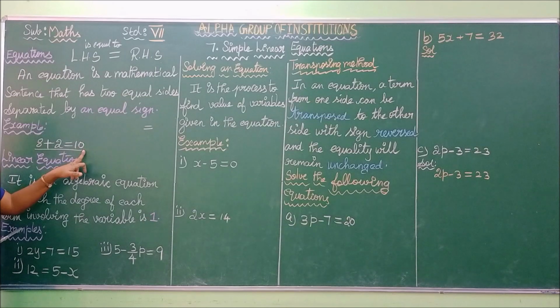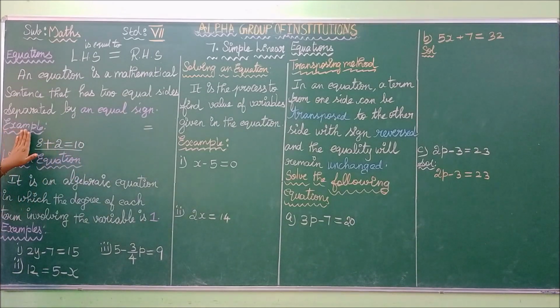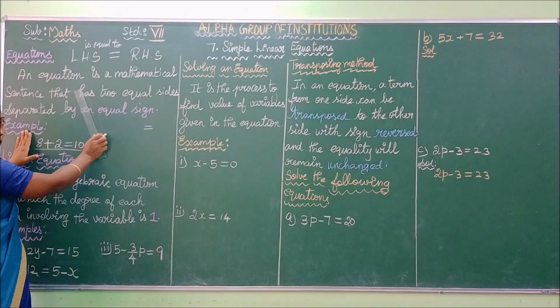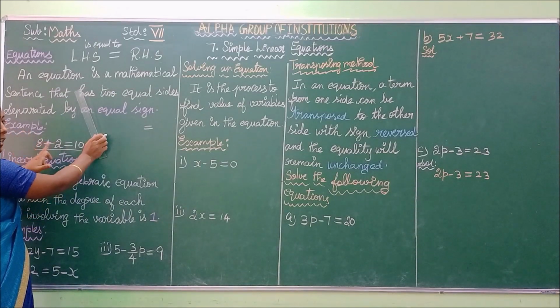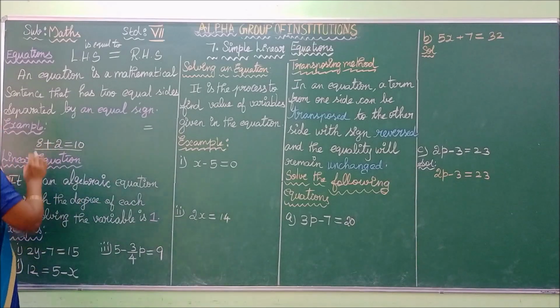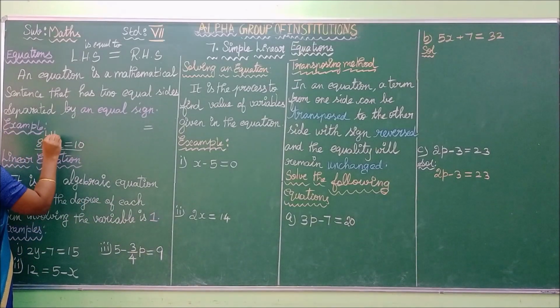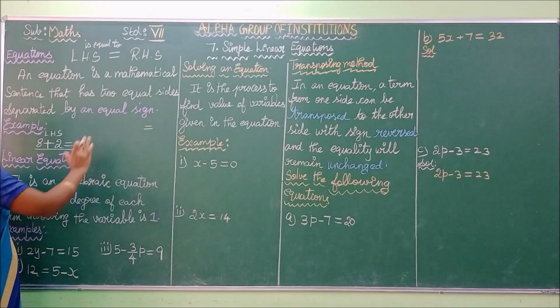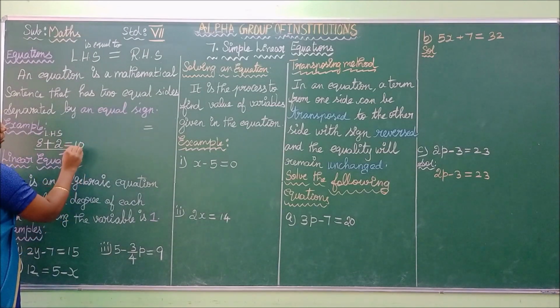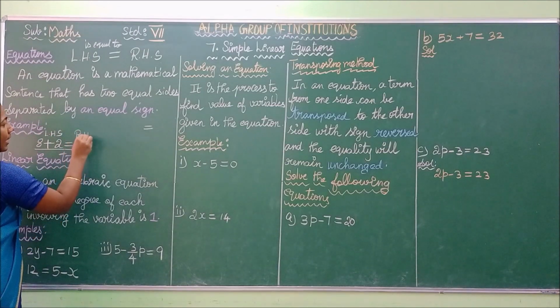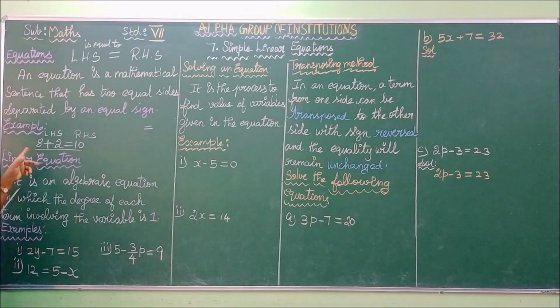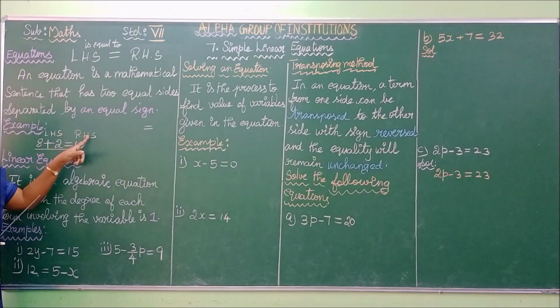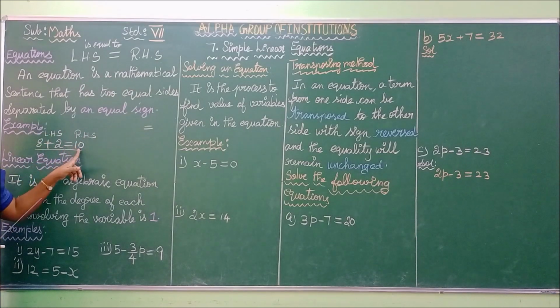To find which is the LHS, first place your left hand here and your right hand here. Along with your left hand, you have 8 and 2. So you call this 8 plus 2 the LHS of the equation. And along with your right hand, we have 10. So we call the 10 the right hand side. This equation has LHS and RHS, separated by an equal symbol. So we call it an equation. 8 plus 2 equal to 10.